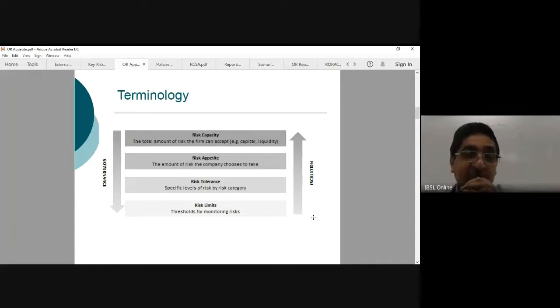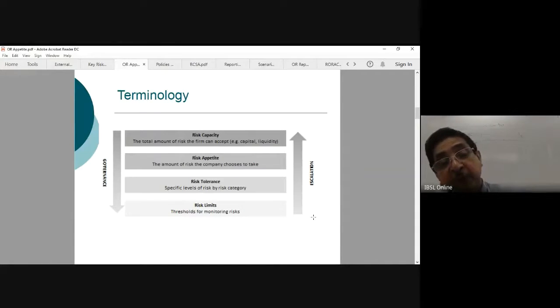In the ICAAP document, you have to quantify the risk appetite, and through that quantification you have to give other things also: risk tolerance, what the tolerance is, and limits. But in the organization, the most important thing is the limit. Therefore, the risk limits will come in at the policy level.